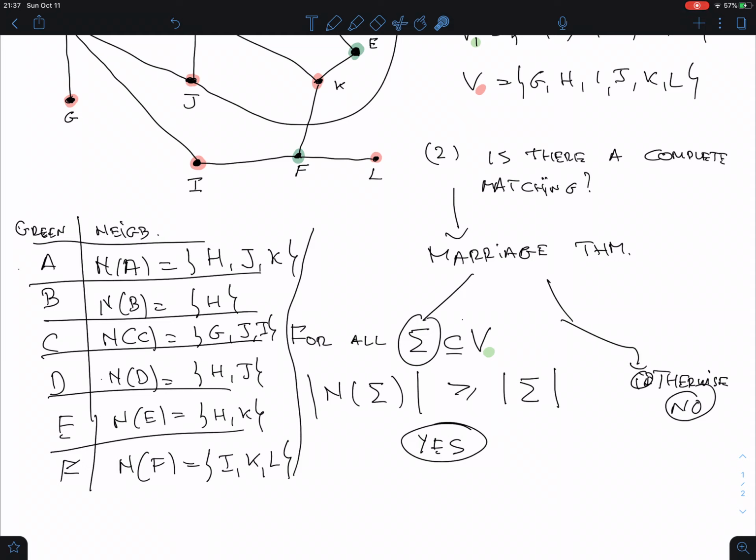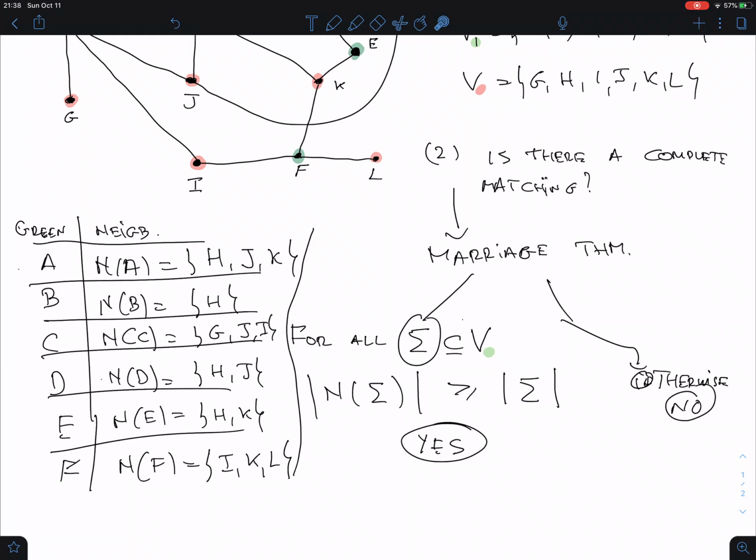Which set do I take? There's quite a lot of combinations, right? Should I take D and E? Should I take B, C, and F? All these combinations. Now, what are we looking for? First of all, what we could look for is two nodes that have only one neighbor, and that's the same neighbor. But that's not the case, because there's only one guy that has a single neighbor, a so-called pendant. There's only one of them, so no, that doesn't work.